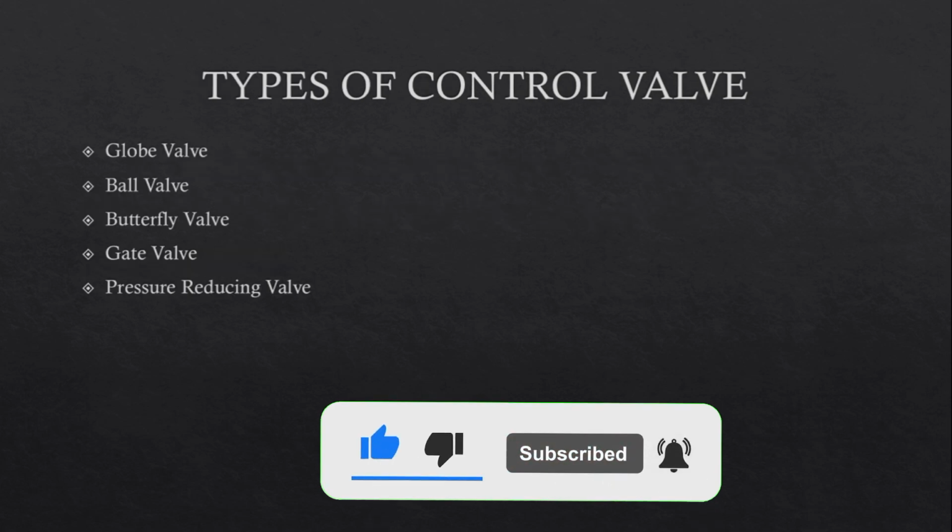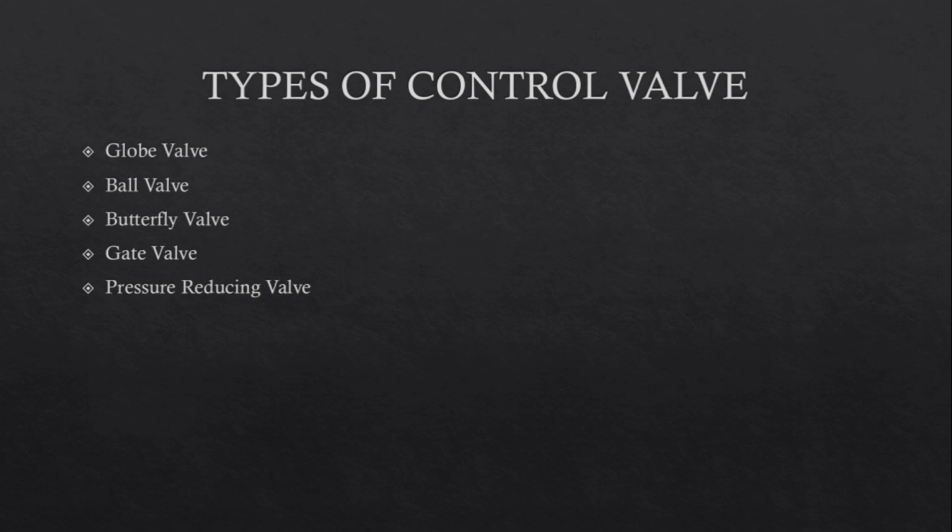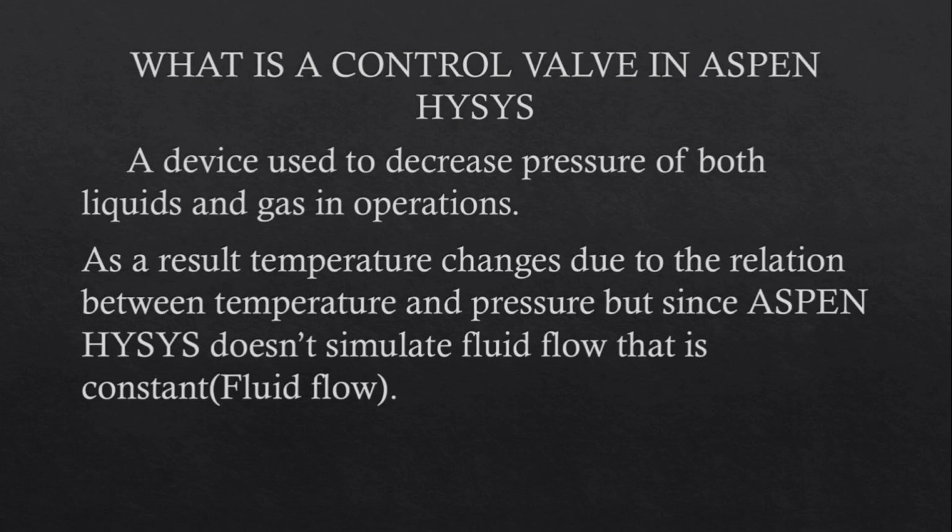So, types of control valve: globe valve, ball valve, butterfly valve, gate valve, pressure reducing valve. So, as for ASPEN HYSYS, what is a control valve? It's a device used to decrease the pressure of both liquids and gases in operations. Unlike our pump, which deals 100% with liquid, our control valve differs. It deals with both liquids and gases.